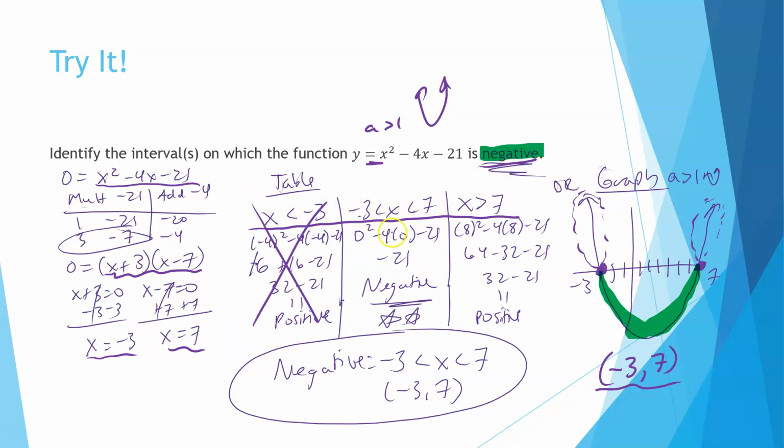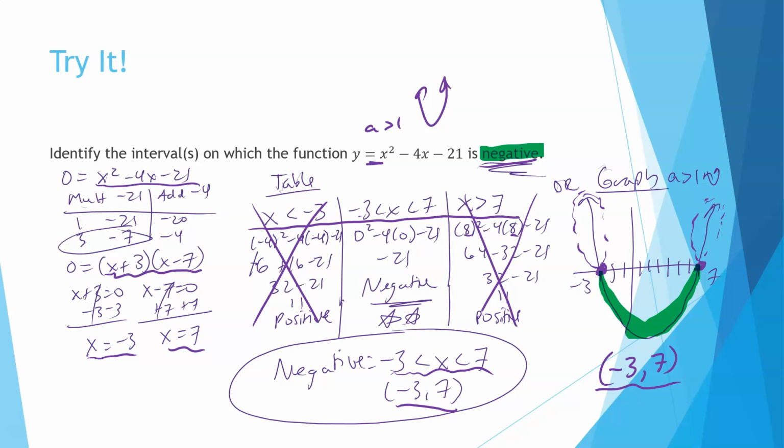When I picked a number between -3 and 7, again, I chose 0 because that's an easy number to work with. I got -21, so that is a solution. So -3 is less than x is less than 7, which is the same as -3 to 7 in interval notation. And finally, I picked a number x greater than 7. I picked 8, and I got positive 11, which means that is not part of my solution. So again, either method is good, but it's actually really good for you to understand both as well.